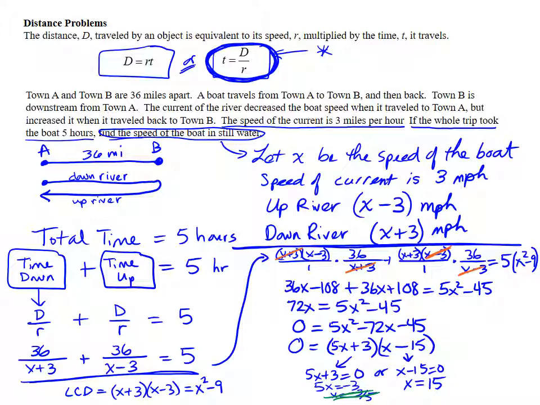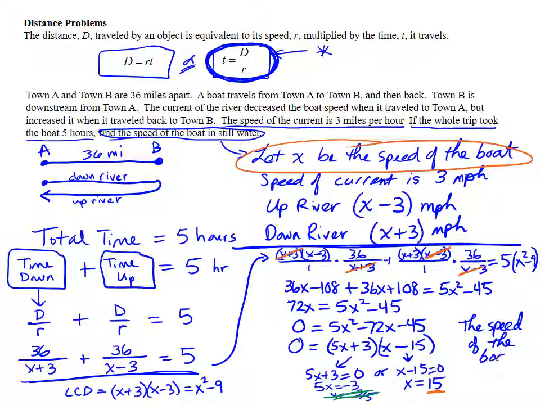Now remember, what was x? X was the speed of the boat. So I'm running out of room. I can maybe squeeze it in here. The speed of the boat is 15 miles per hour. Let's write that in. And then we'll check. Speed of the boat is 15 miles per hour.